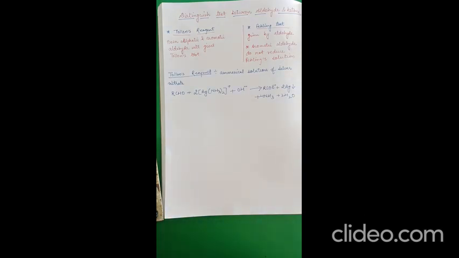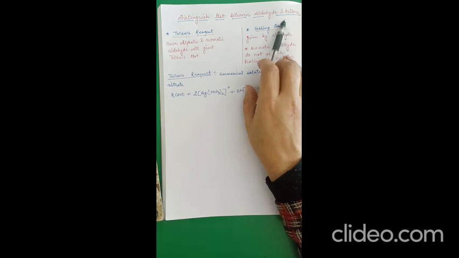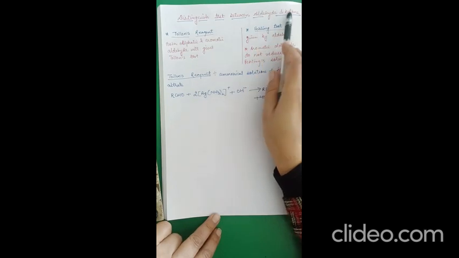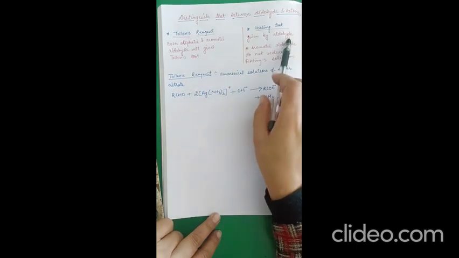Good morning, students. In today's topic, we are going to discuss the distinguishing tests between aldehyde and ketone. This topic is important from the board point of view. We can distinguish aldehyde and ketone on the basis of two reagents, that is Tollens reagent and Fehling test.